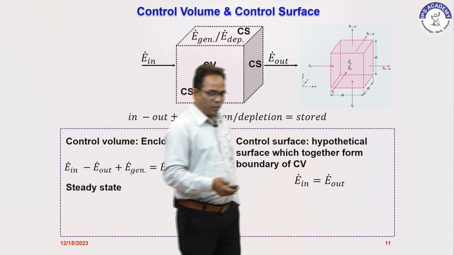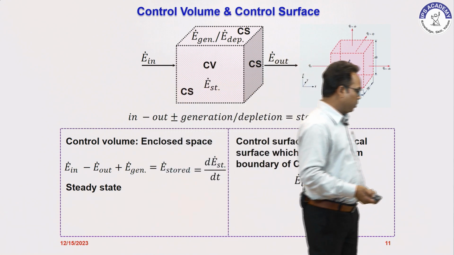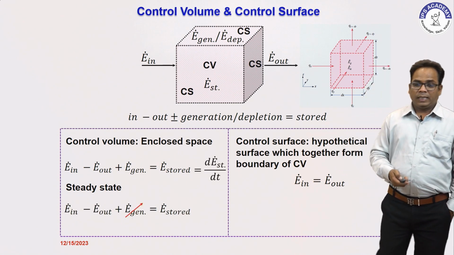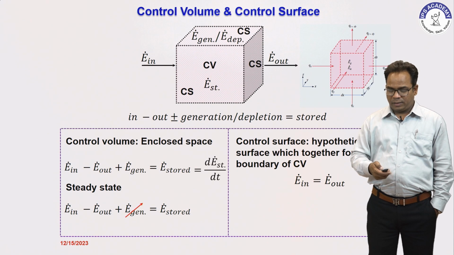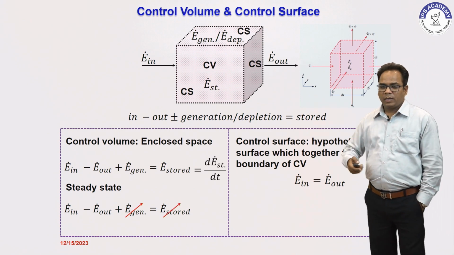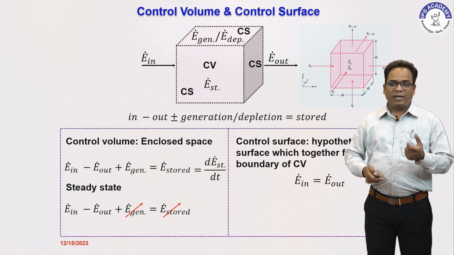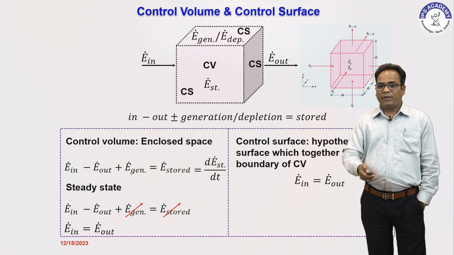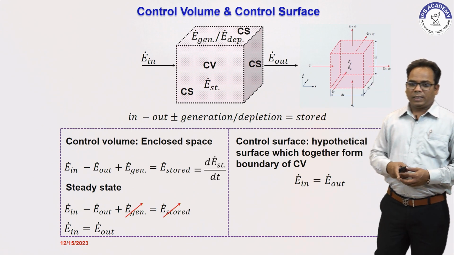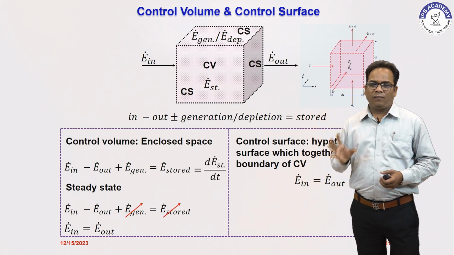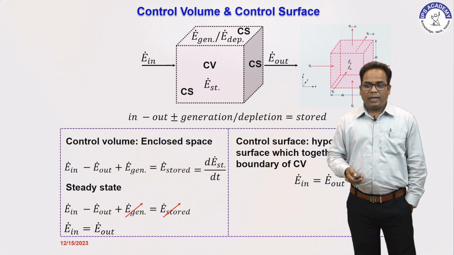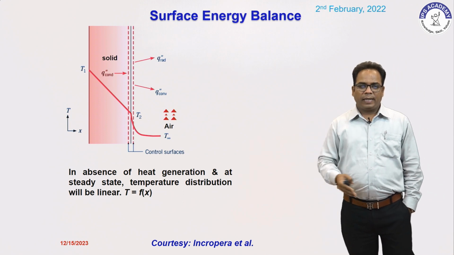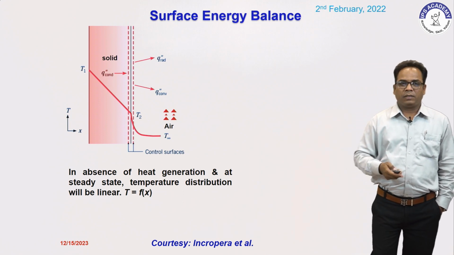For steady state, we have to discuss what the final form of this equation will be. Because energy cannot be generated and energy cannot be stored, the only terms left for the control volume are energy in and energy out. Similarly, for the control surface we have the same equation. So this is the application of the law of conservation of energy for the control volume and control surface, at which temperature difference will take place, and the vertical axis will represent the temperature variation.